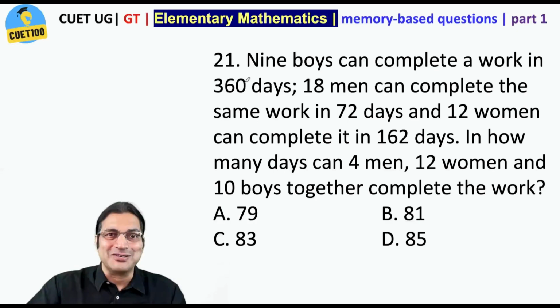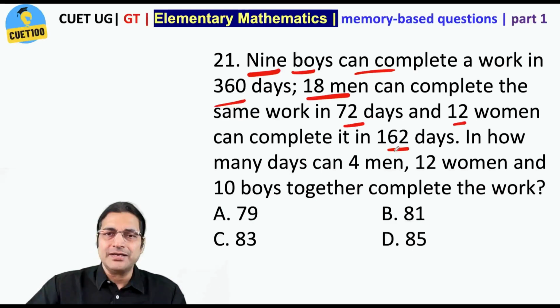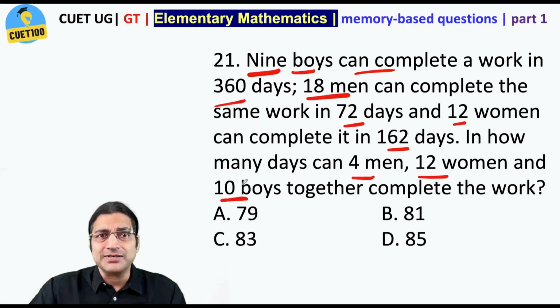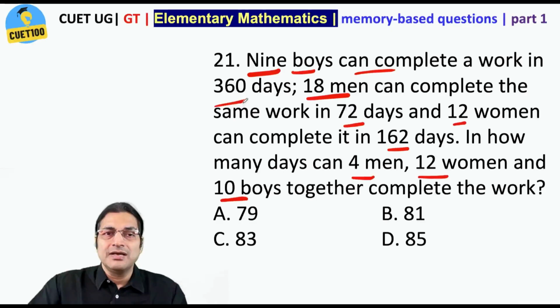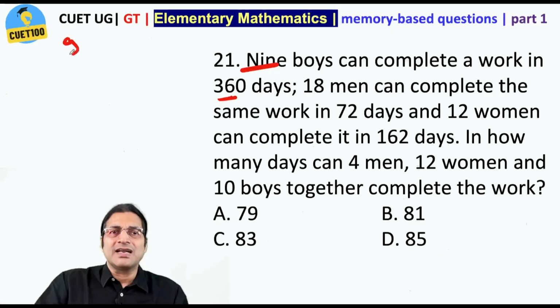Now, this is a smart question, I believe. 9 boys can complete a work in 360 days. 18 men can complete the same work in 72 days, and 12 women can do it in 162 days. Alright. In how many days can 4 men, 12 women and 10 boys together complete the work? This question looks complicated, but actually it is not. Alright. 9 boys can do it in 360 days. So, if 9 can do it in 360 days, 1 boy can do it in 360 into 9 days.